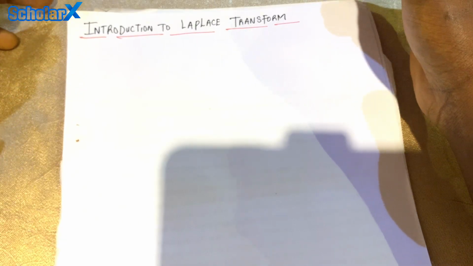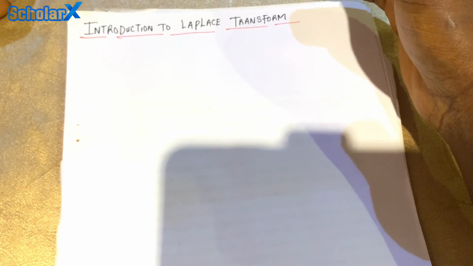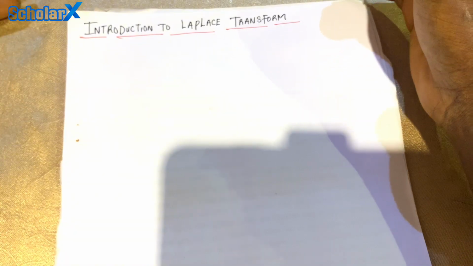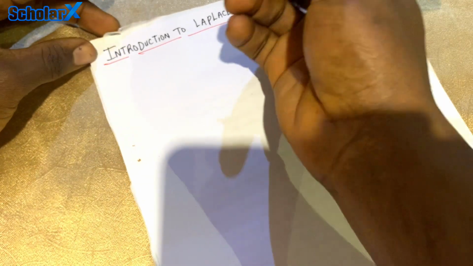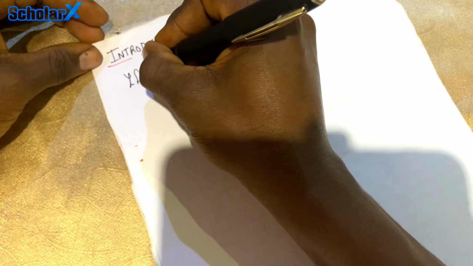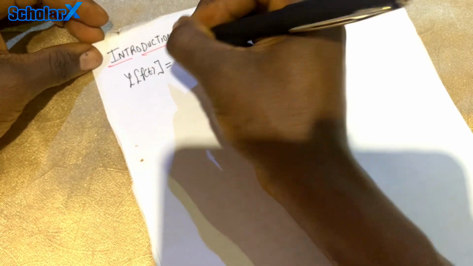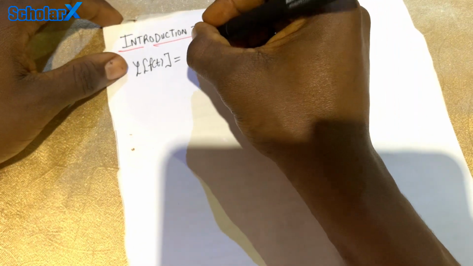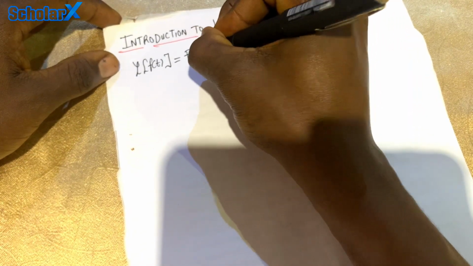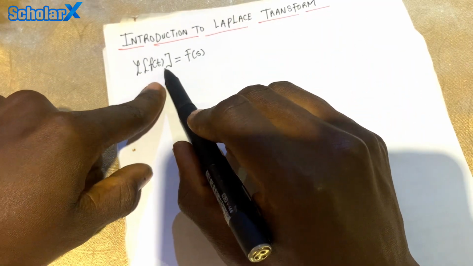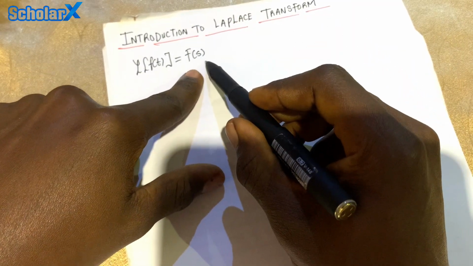Now, when you take something from the time domain to the frequency domain, you have simply carried out the Laplace transform. So, if we carry out the Laplace transform of f of t, we're going to have F of s. So we move from the time domain to the frequency domain.